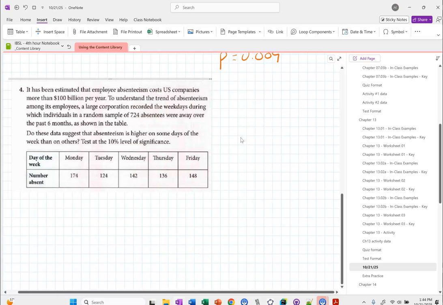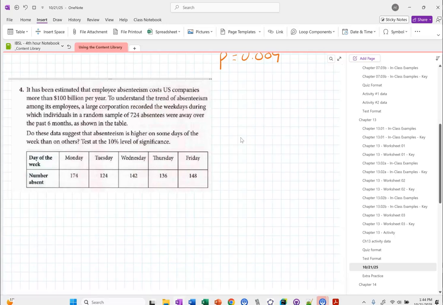It has been estimated that employee absenteeism costs U.S. companies more than $100 billion per year. To understand the trend of absenteeism amongst its employees, a large corporation recorded the weekday during which individuals in a random sample of 724 absences were away over the past 6 months, as shown in the table. Do these data suggest that absenteeism is higher on some days of the week than on others? Test at a 10% level of significance.